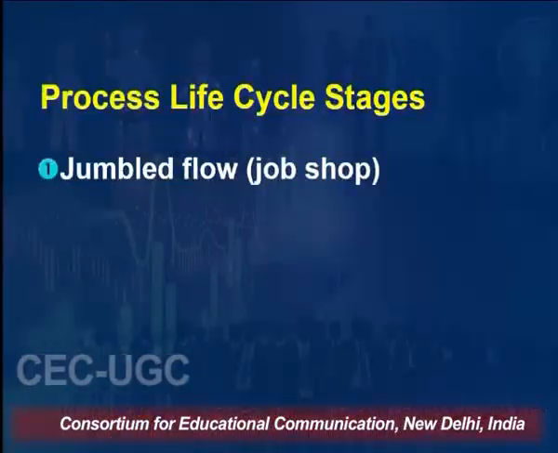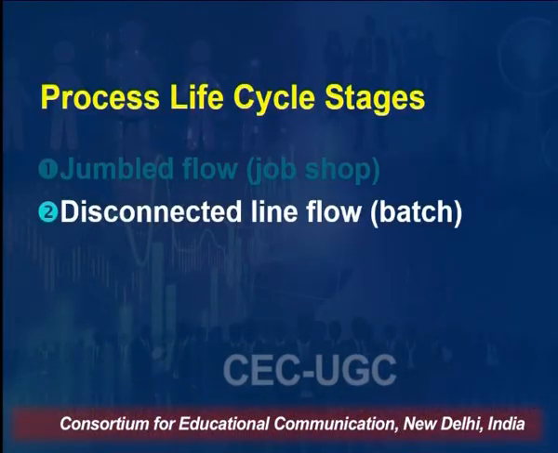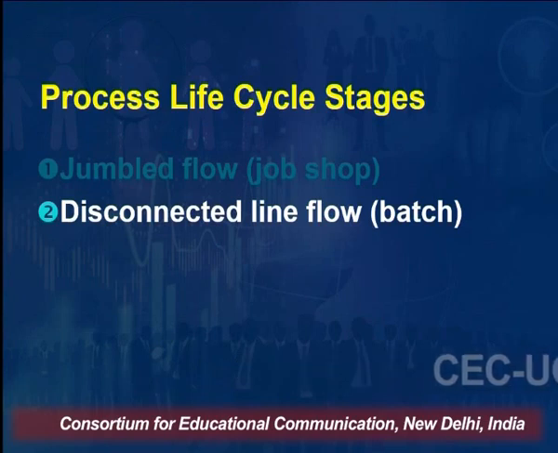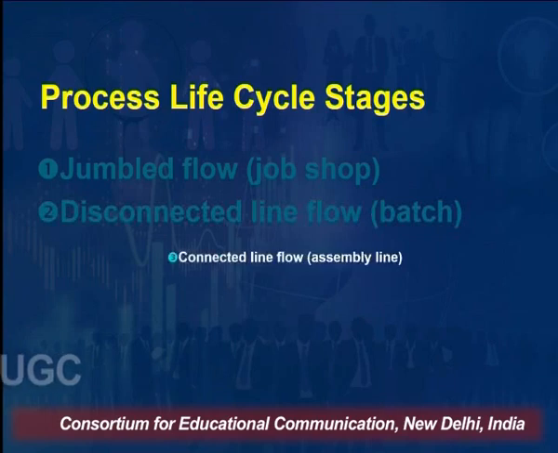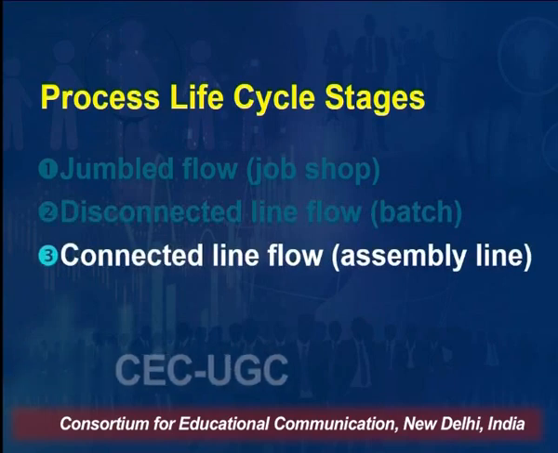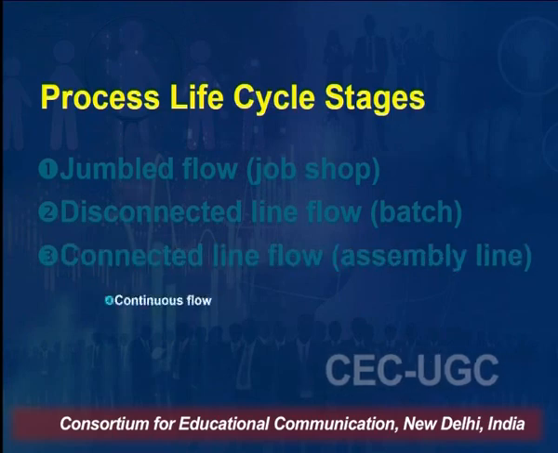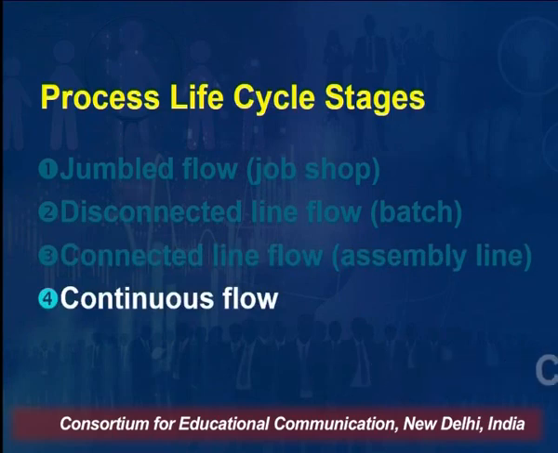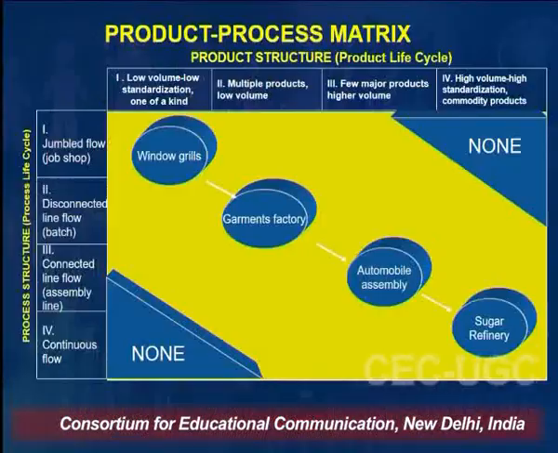Then similarly there are various process life cycle stages. As we have studied, there is a job shop process which follows a jumbled flow. There are batch production systems, which follow a disconnected line flow. Then there is an assembly line process which follows a connected line flow. And then there is a continuous flow. Now if we combine all of these together, we will get this kind of a chart. This is known as the product process matrix.